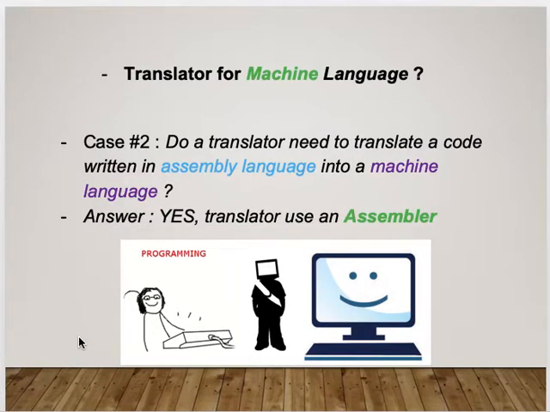So the second one is assembly language. Do a translator need to translate a code written in assembly language? Yes, because computer only understand 0 and 1. In assembly language consists of abbreviation such as MOV, ADD, so computer doesn't understand that. So yes, translator needed, and the translator name is assembler. Assembler is a translator that used to translate assembly language.